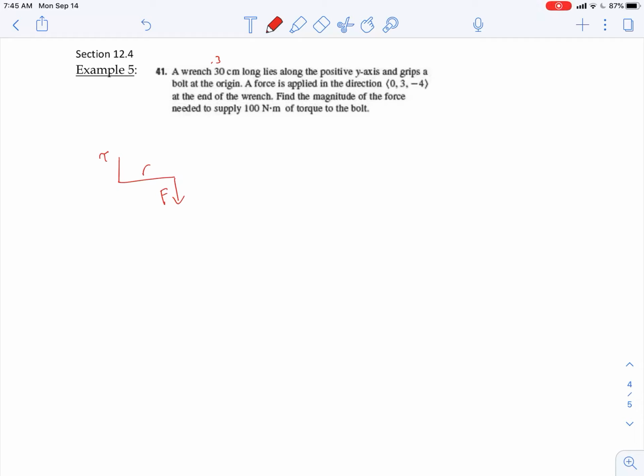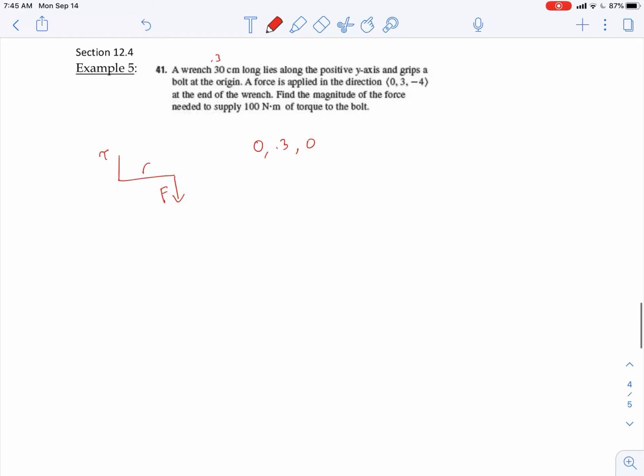And so we're going to have, for our wrench, it's 0 on the x-axis, it's 0.3 on the y-axis, and it's 0 on the z-axis. All right? And so that's going to be our vector from the initial position. Again, the reason why y is 0.3 is because that's how long the wrench is. So starting at the origin, our wrench is going to go 0.3 meters long, and then in x and z, we're not moving at all. So there's our r vector.